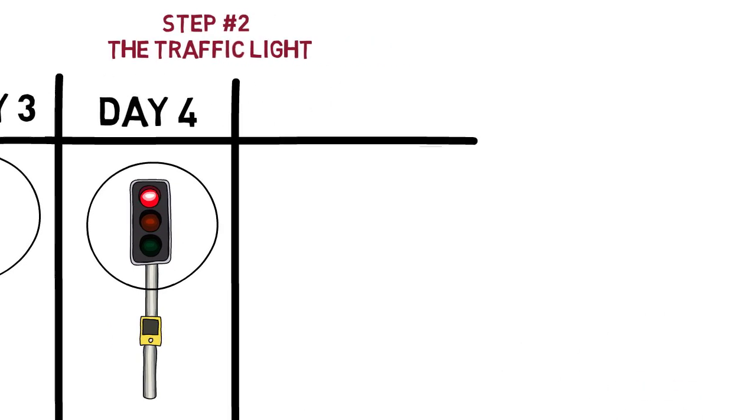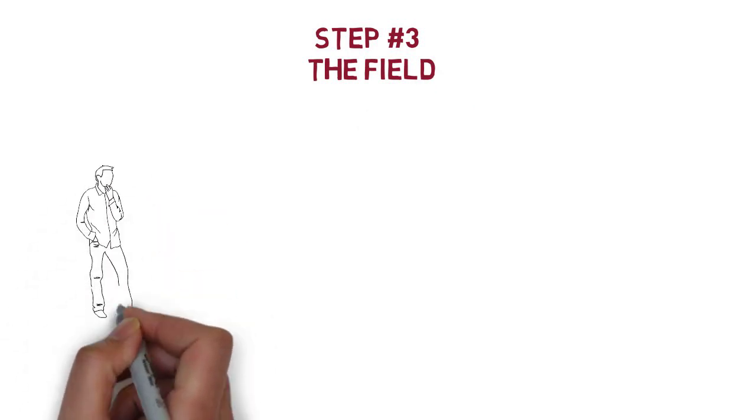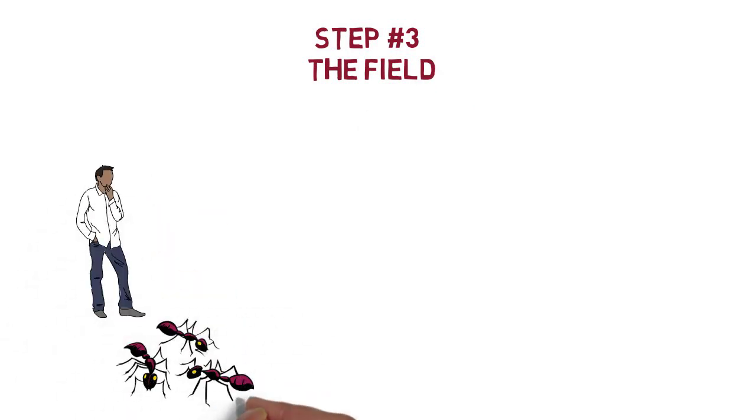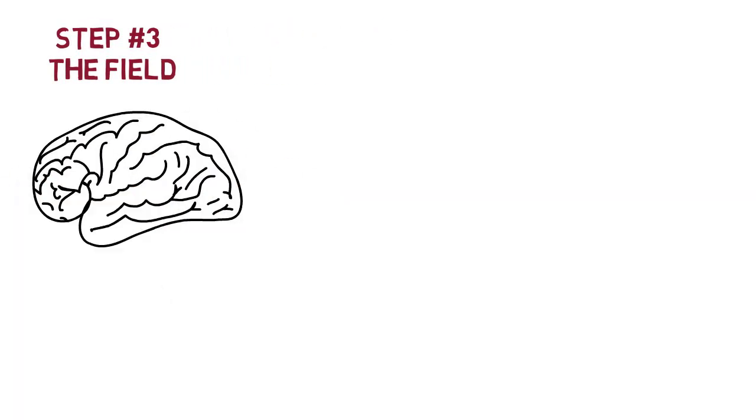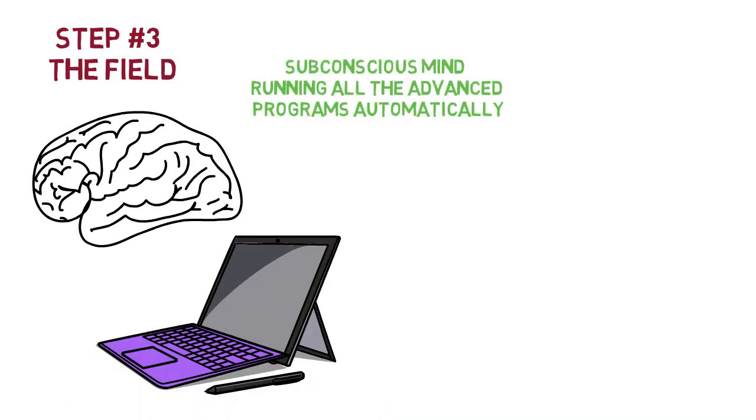How to deal with negative thoughts and anxiety. Step 3. The field. Okay, so now you have already become aware of your ants and you are using the traffic light to clearly give your ants the stop signal. And here in step 3 is where the magic really starts to happen. You see, your mind is like a computer with the subconscious mind running all the advanced programs automatically in the background without you having to do anything.